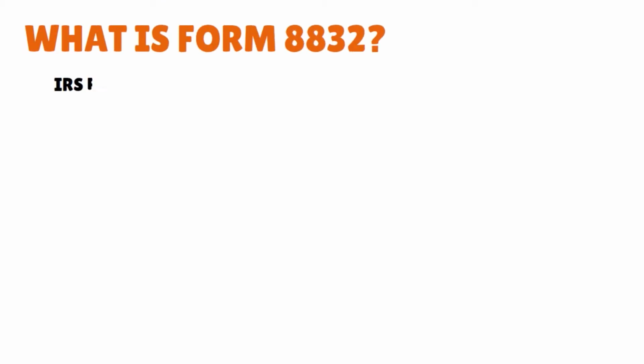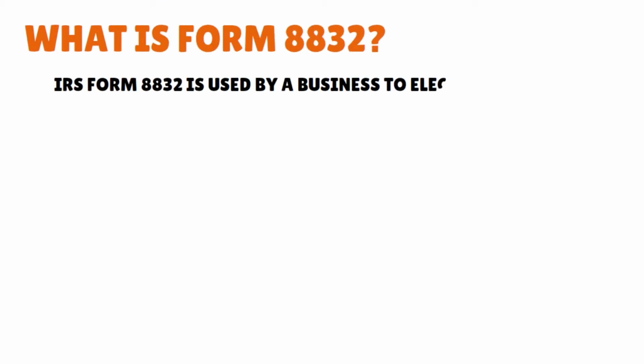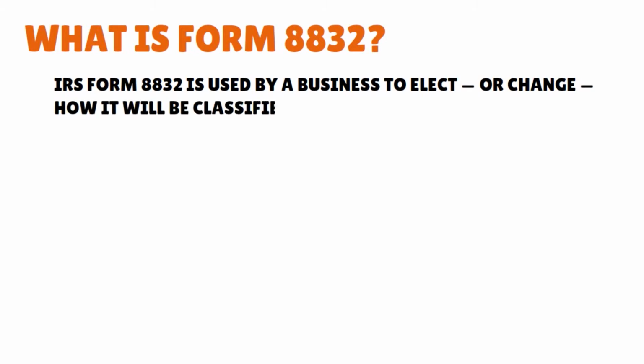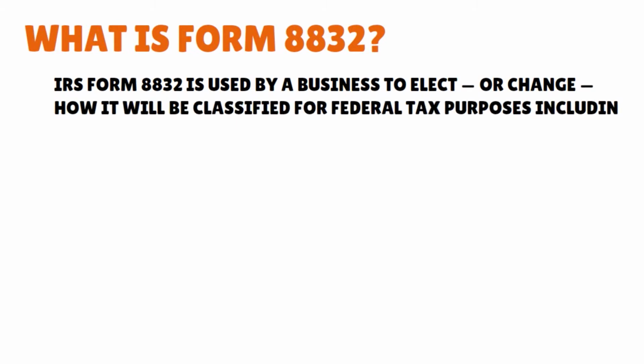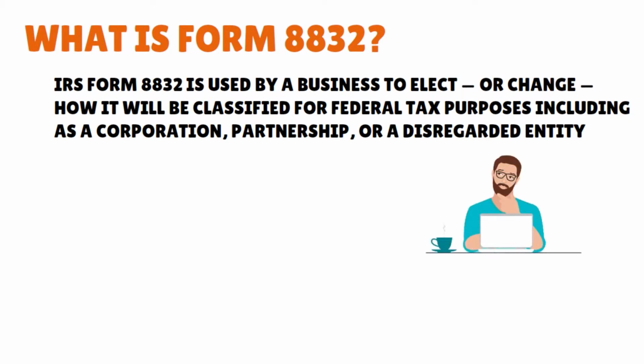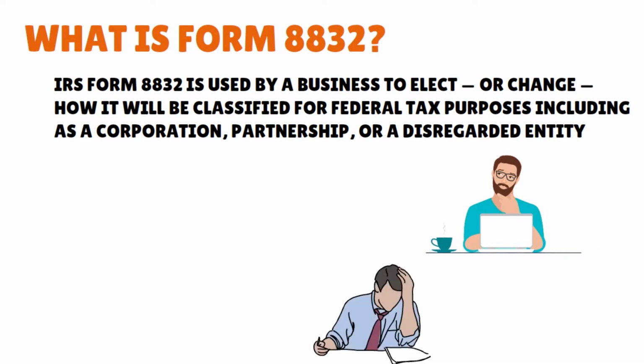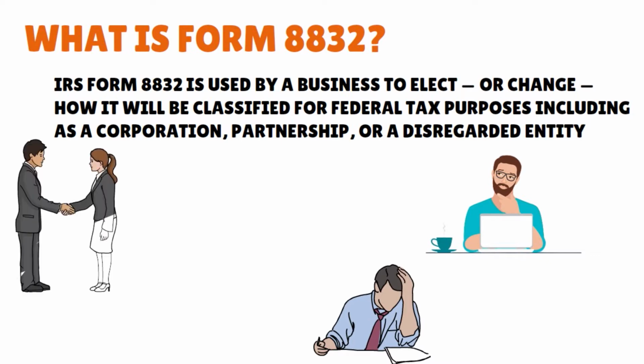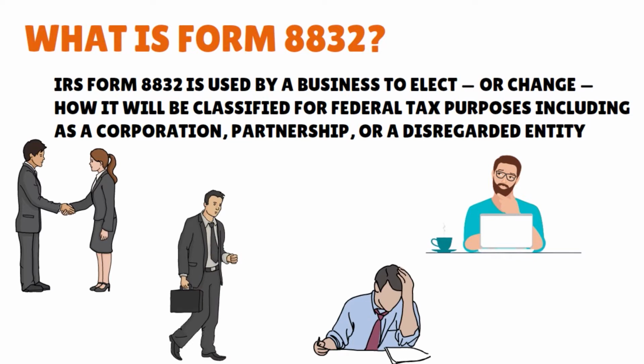So, what is Form 8832? This form is used by a business to elect or change how it will be classified for federal tax purposes, including as a corporation, partnership, or as a disregarded entity. I'll talk about that later on. Let me give you an example. If you currently have an LLC, but you prefer to be taxed as a C corporation, you would fill out and submit Form 8832. It can also be used if your LLC is currently being taxed as a C corporation, but you would rather be taxed as a partnership or sole proprietor. So Form 8832 is used by LLCs to elect how they wish to be taxed.